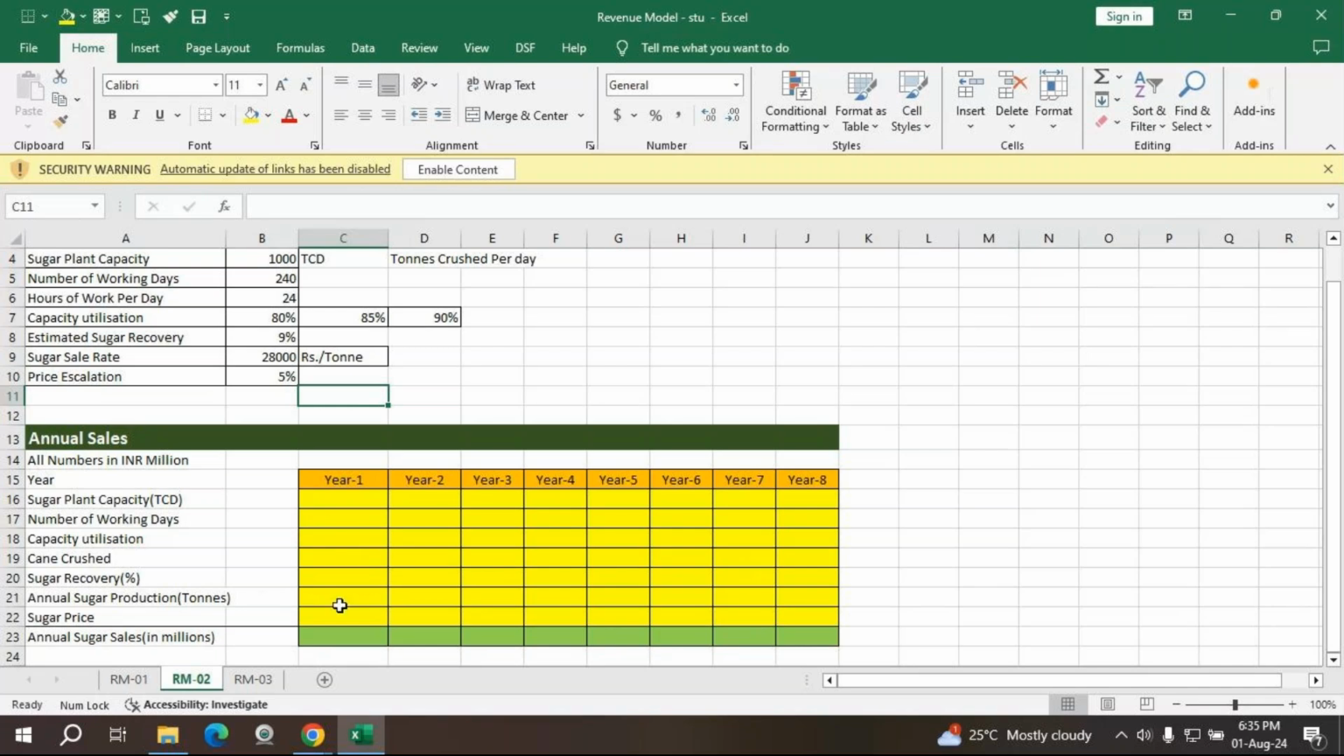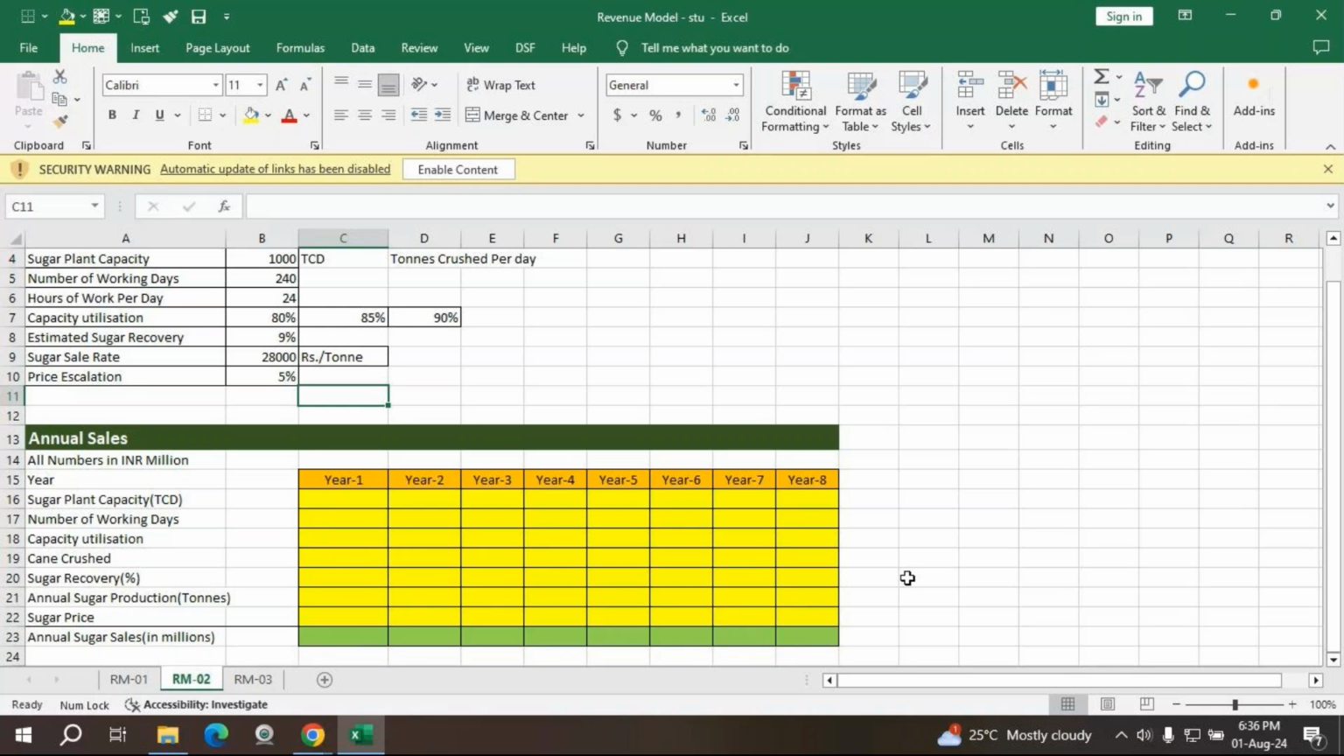Sugar price is 2800 per ton. They are telling that price escalation is 5%, so here on here 5% will be increased. Then I have to multiply annual sugar production into sugar price, and I'm going to get it. Here I have to show it in millions. As I showed it in lakhs in the previous example, here I need to show it in millions. That's it.